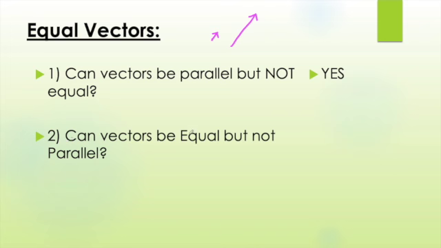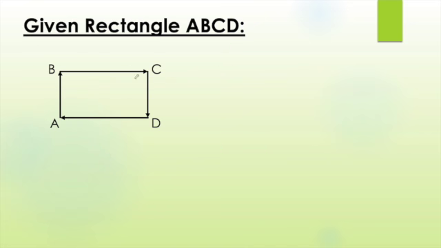Can vectors be equal but not parallel? No, because remember, for them to be equal, they have to have the same direction and magnitude. If they don't have the same direction, then they can't be parallel, and the magnitude as well. So make sure that you understand that they can be parallel but not equal, but they can't be equal but not parallel. So let's look at an example.